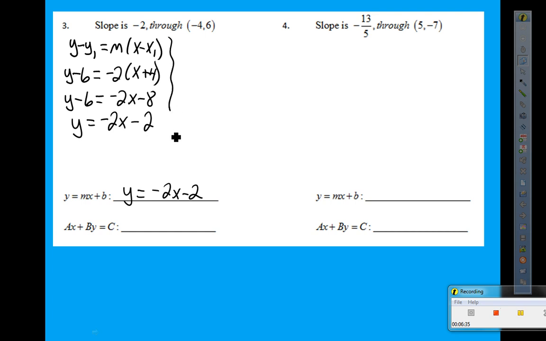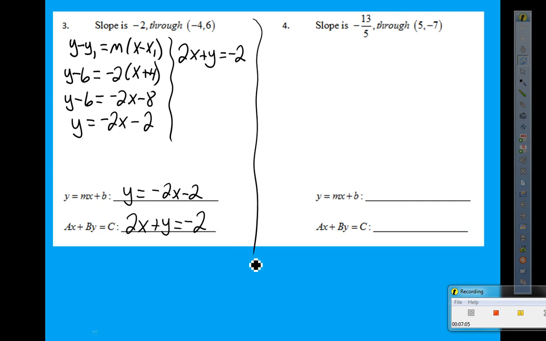Now for standard form, x and y's both got to be on the left-hand side. So let's move that x over. So I'm going to have 2x plus y equals negative 2. Well, in this case, I don't need to do anything. X and y is on the left. There's no decimals. There's no fractions. My a value is positive. So in standard form, 2x plus y equals negative 2. So there's what we got going. So I'm hoping review, we'll click through these 8 problems on here, or 10, and go from there.